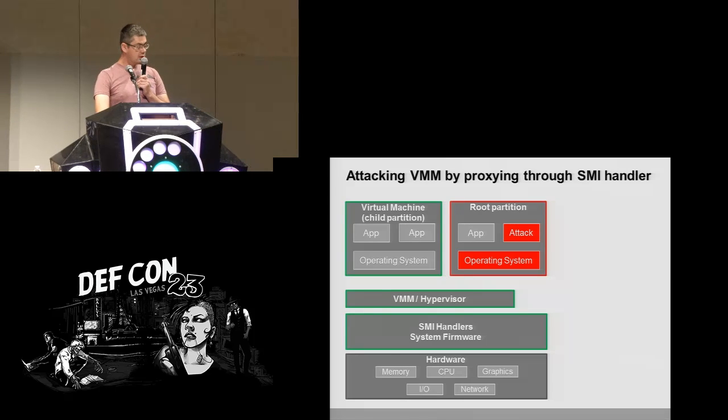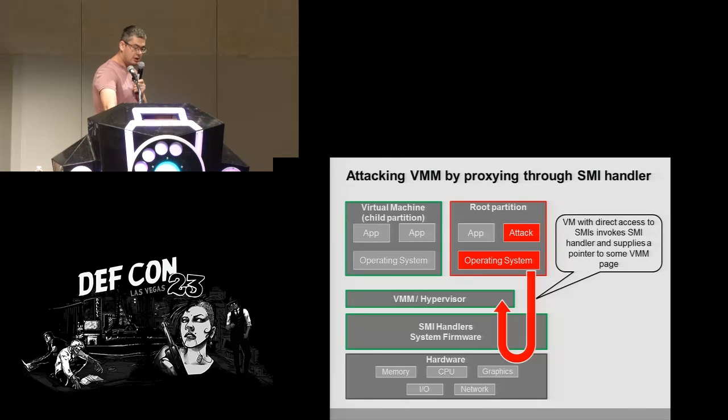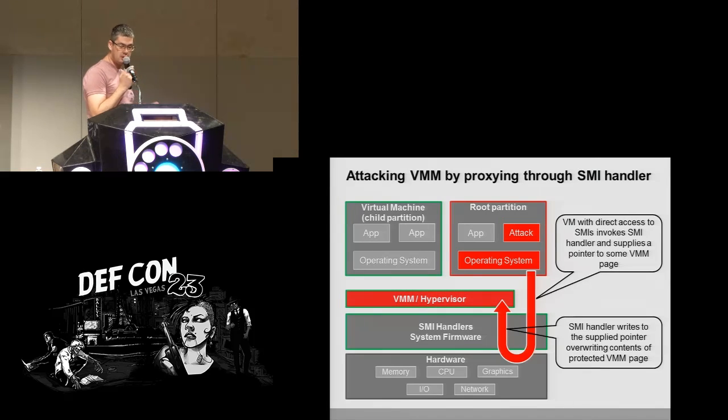In this case, the attack will look like this. The attacker generates an SMI, and the SMI handler will compromise the hypervisor. The SMI handler writes data or code into the VMM and opens a backdoor. It's awesome.